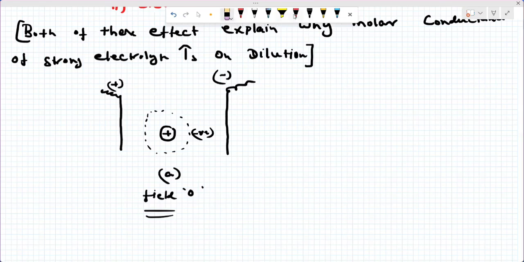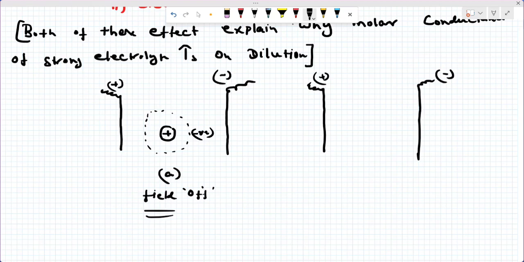Field off means there is no external potential. Okay, field off. If I apply a field, take the electrode: this one is positive charge, and the other one is negative charge. In the same way, the positive ion forms an ionic sphere around it. This one is B, the field on.